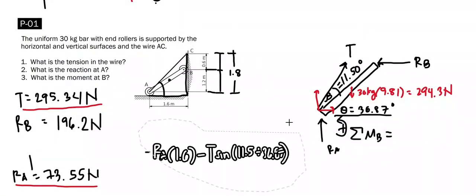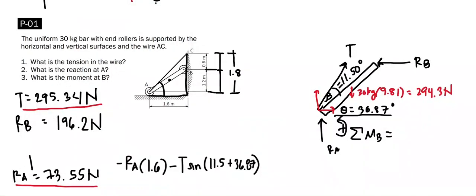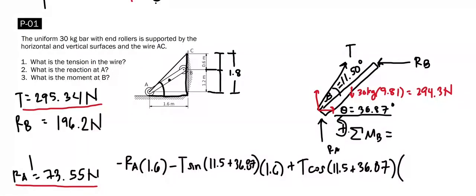So we have negative RA times 1.6 minus the clockwise moment due to the vertical component of the tensile force, that is T sine of 11.5 plus 36.87 times the moment arm distance of 1.6. And then due to the horizontal component, that would induce a counterclockwise moment, so we add T cosine of 11.5 plus 36.87 times the moment arm distance of 1.2.